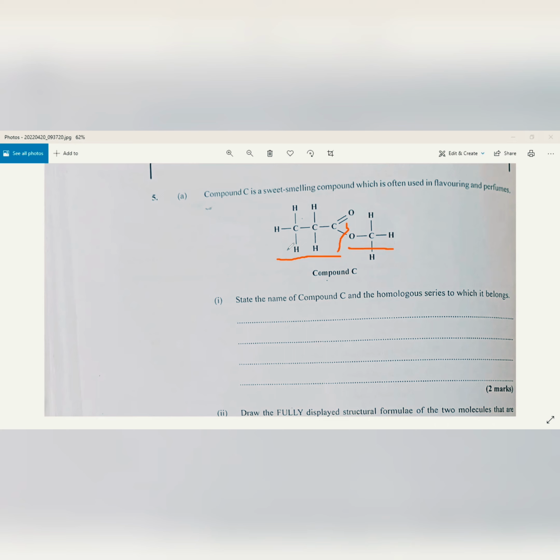So what you want to do is count the number of carbons in the alcohol portion. It's actually 1. So you're going to find the prefix for a 1 carbon species, and that's meth. And to that, you're going to add -yl. So it's methyl.